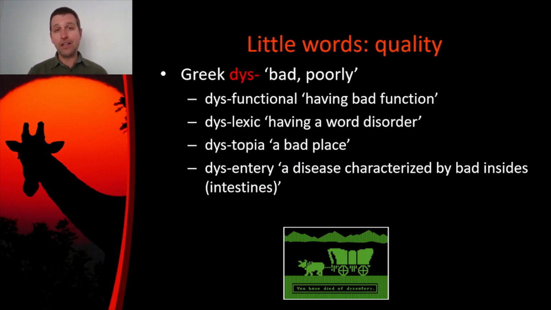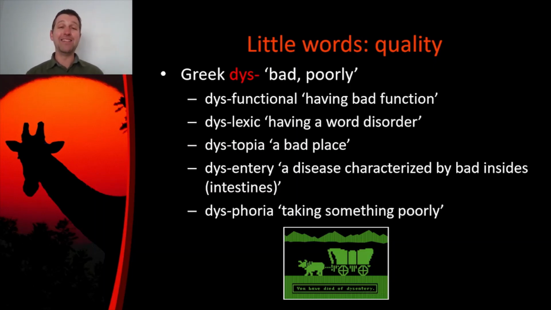Dysentery is an illness that has perhaps been made famous in our generation by the computer game Oregon Trail, which I've given you a screenshot from here. So dysentery is literally just a disease characterized by bad insides. The dys is bad. The enter part is actually connected to the roots that we were looking at in the last safari that have something to do with insides. So your entera in Greek are your insides, which they use to mean your intestines. So dysentery means there is something wrong with your intestines. You have an intestinal disorder, and that's literally, etymologically, all that disease means.